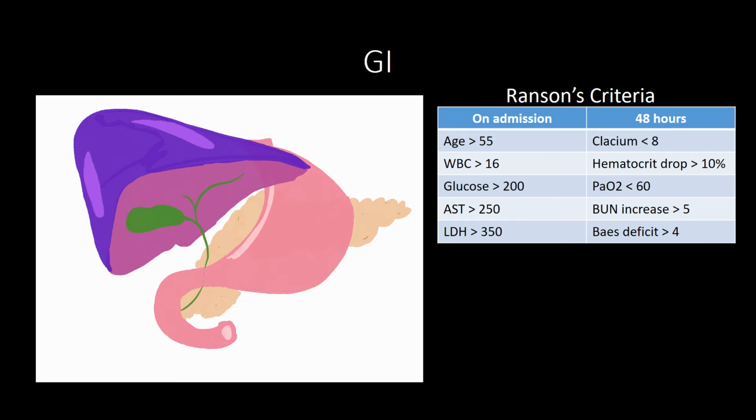Complications of pancreatitis include pseudocyst, hyperglycemia, hypocalcemia, hypovolemia, ARDS, DIC, renal failure, and death. Ranson's criteria may show up on the shelf exam. It's basically a point-based system that predicts the mortality of the patient. You need laboratory data on admission and then 48 hours later.